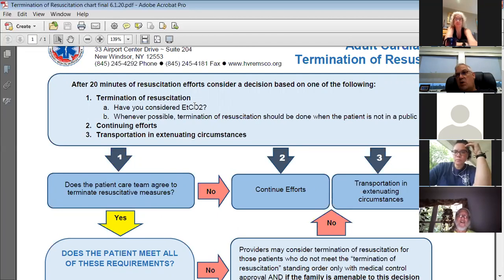Again, it's going to be a while before those end-tidal CO2 units for BLS agencies come down to a price that they're probably worth getting. They're still probably somewhere between $3,000 and $5,000 per unit. So if you have 3-4 ambulances, you're talking a significant investment, and you're pretty much only going to be using it in cardiac arrest.